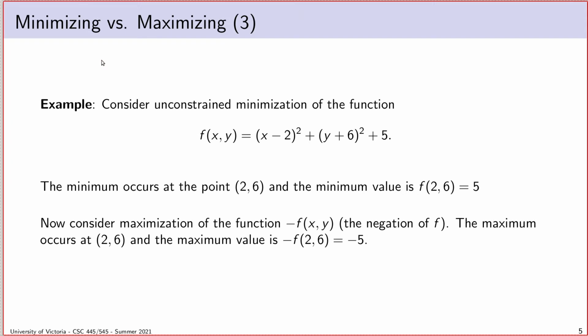Now, if you don't believe me, let's consider unconstrained minimization of this function here. I'll leave it to you to work out the gradient and set it to 0. But if I were to minimize this function f, I would get the minimum value 5. If I were to maximize the function negative f, keep in mind that the gradient of negative f would just be the negation of the gradient of f, unsurprisingly, then the maximum would be negative 5. But of course, if I want to compute the minimum of f, I would first compute the maximum of negative f, which is negative 5, and then I would negate that to get 5, which is the answer I expected to begin with.